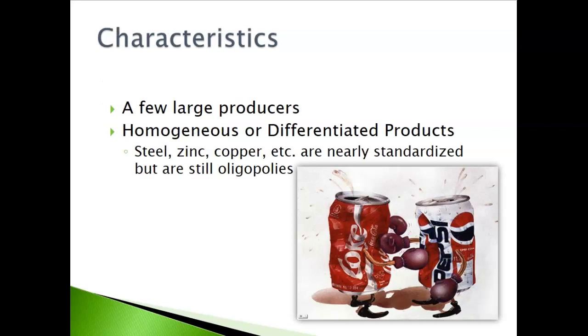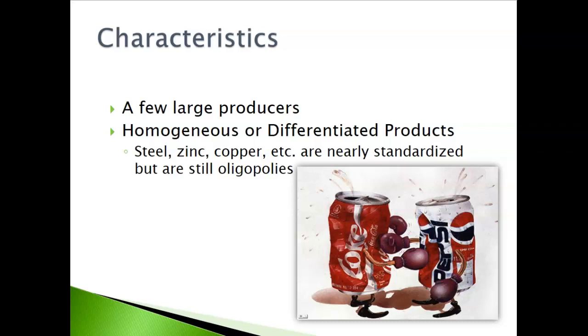First off, let's review. Characteristics of few large producers. So the soda industry, Coke and Pepsi is a great example of that. Video game industry, Sony PlayStation, Microsoft Xbox, Nintendo, another good example of oligopolies.